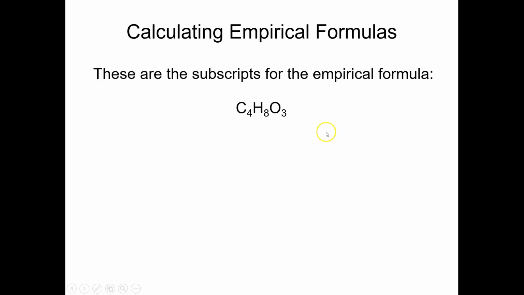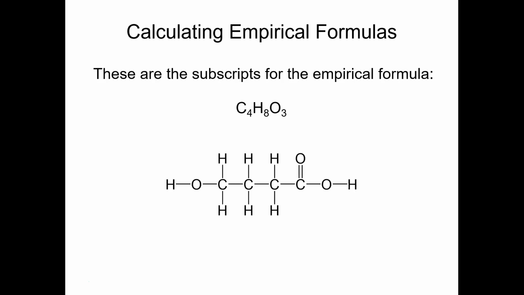And so we can write an empirical formula for hydroxybutyric acid, C4H8O3. And again, to prove to you that this actually works and gets you to where you want to, I've drawn a structure out here of hydroxybutyric acid, and if you count up everything here, you will see that there are 4 carbons and 8 hydrogens and 3 oxygens in the formula.